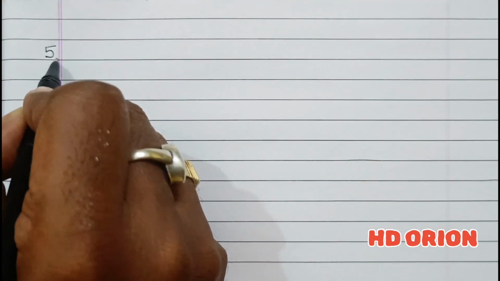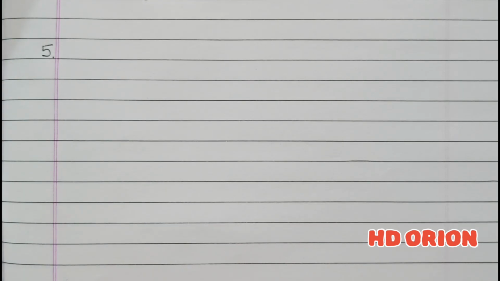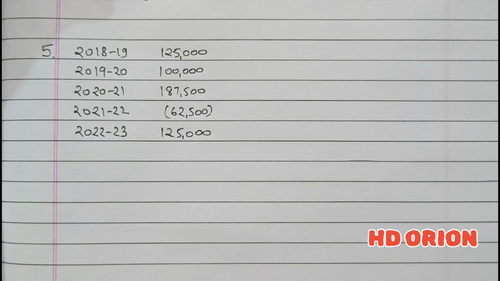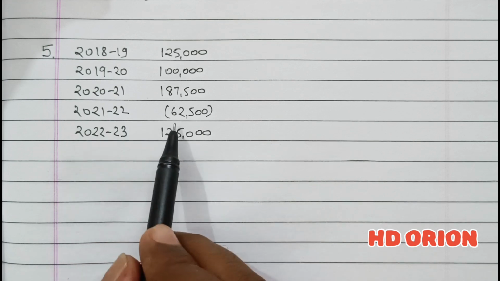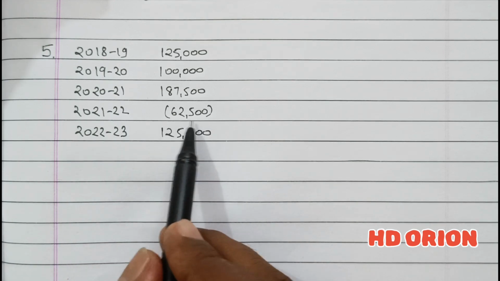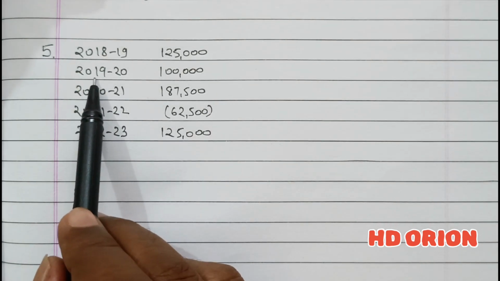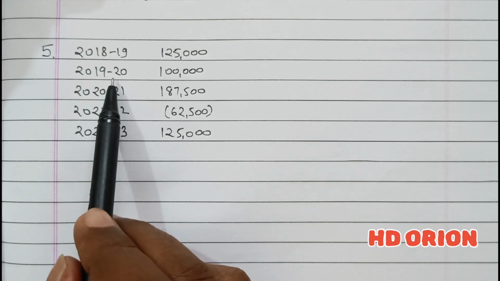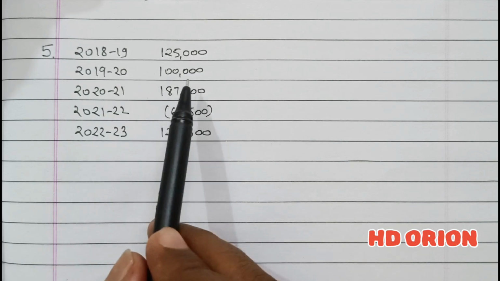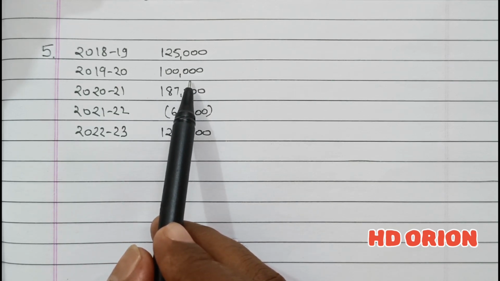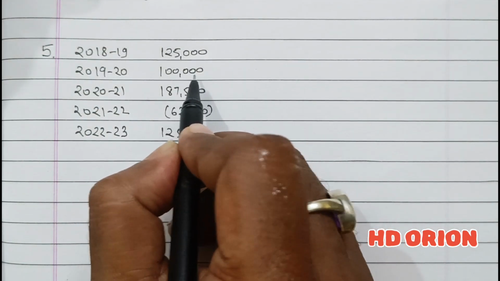Solution 5 we will see. Profits of 5 years are given to us. So these are the profits of these years, and in the year 2021-22 there is a loss of rupees 62,500 which is shown in bracket. Now there is an abnormal loss also suffered by the firm in the year 2019-20, and this abnormal loss is of rupees 25,000. After treating abnormal loss in profit and loss account, the profit is rupees 1 lakh. If abnormal loss was not there, we have to take that situation.